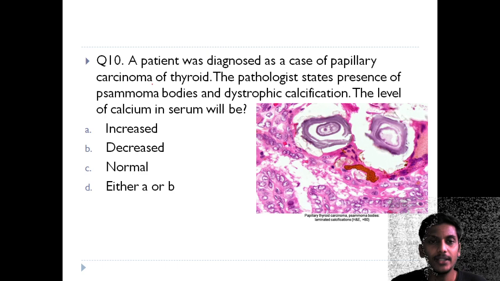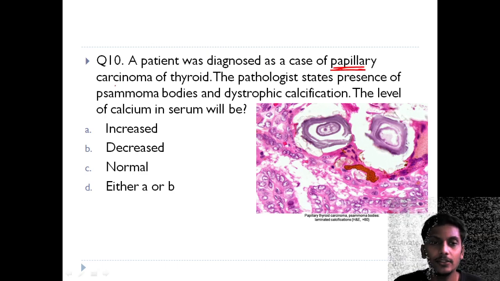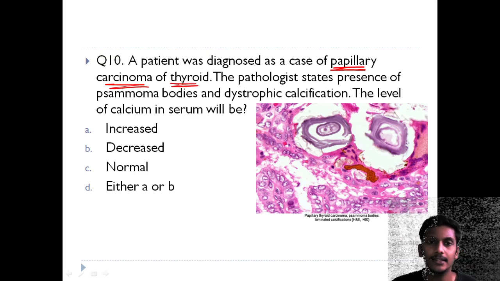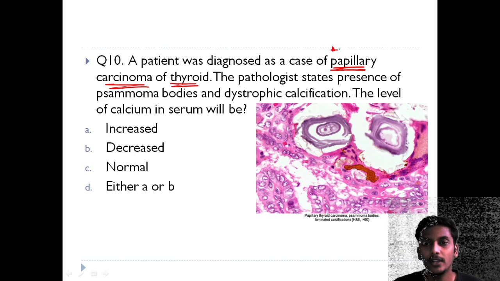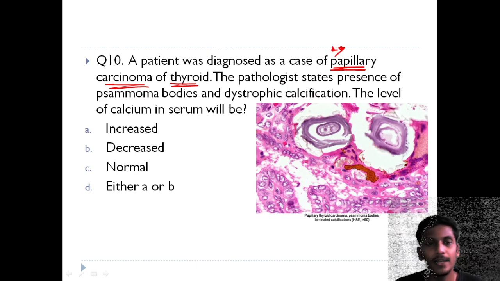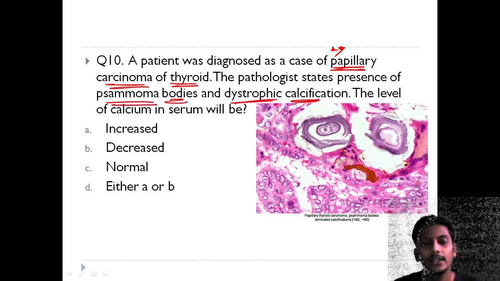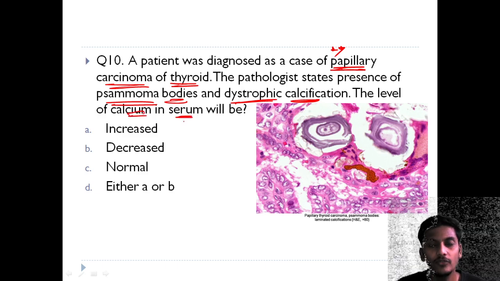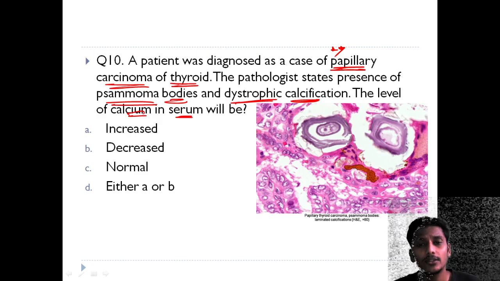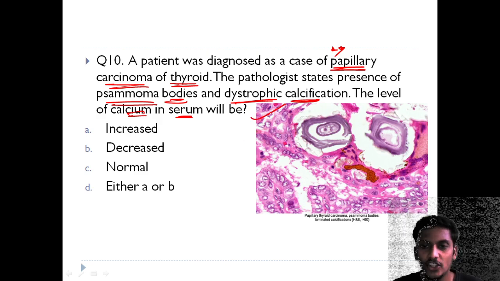Moving further to our question number 10, a patient was diagnosed as a case of papillary carcinoma of thyroid. On PCTs usually a lot of questions have been asked in recent years, so read it with utmost care. The pathologist states presence of psammoma bodies and dystrophic calcification. The level of calcium in serum will be? So now let's see what this condition is first.